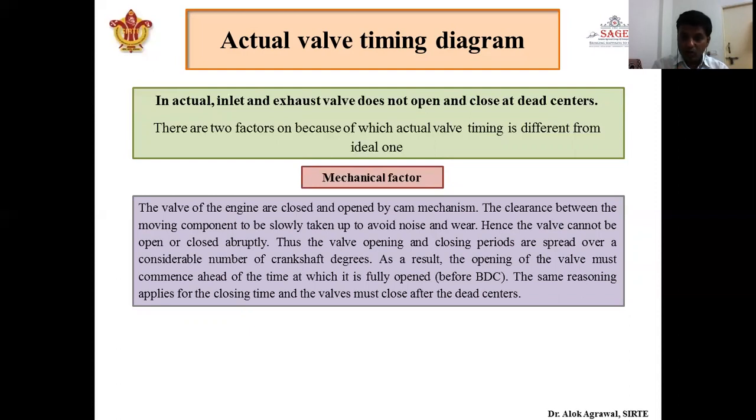We cannot close or open any valve abruptly because it is operated by the crankshaft revolution and cam mechanism. Also, because of some clearance between the cam and the other mechanism, there has to be some delay in that operation. So it is because it is a mechanical process that mechanical factors govern the valve timing diagram. Now see how it is happening.